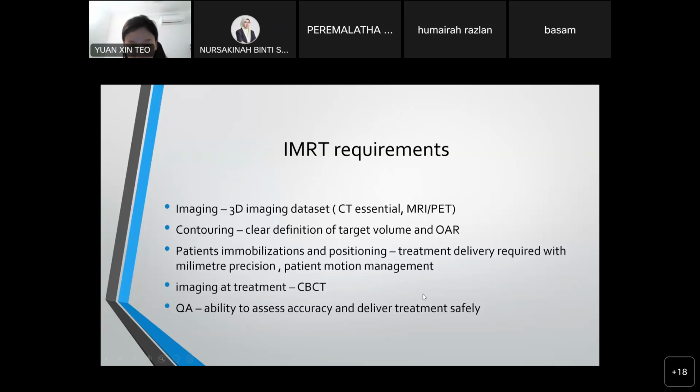Also, before we treat the patient, physicists will need to perform the patient's pre-treatment QA. So we have to cross-check everything: the accuracy of the plan you developed with the machine functions, the MLC movement. Everything has to pass, then only we can make sure the treatment is delivered safely and accurately.